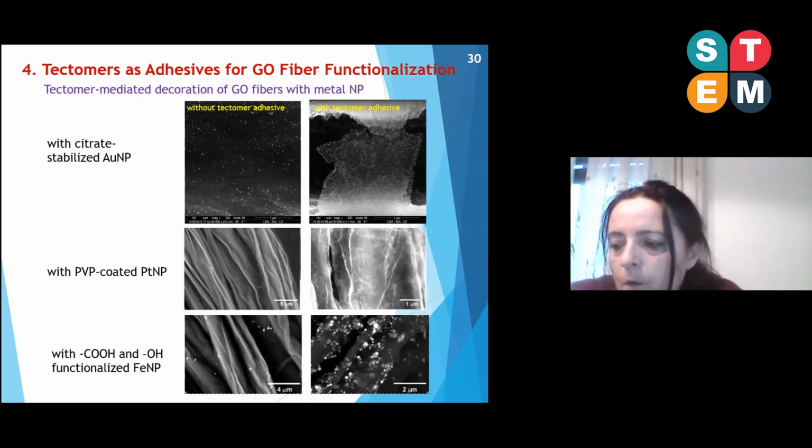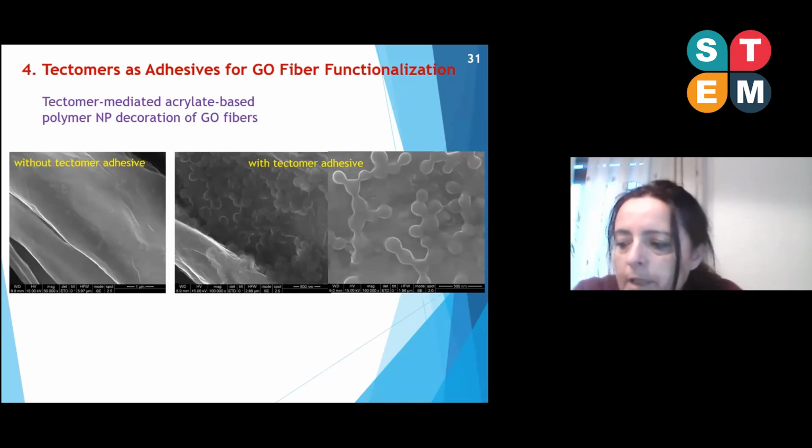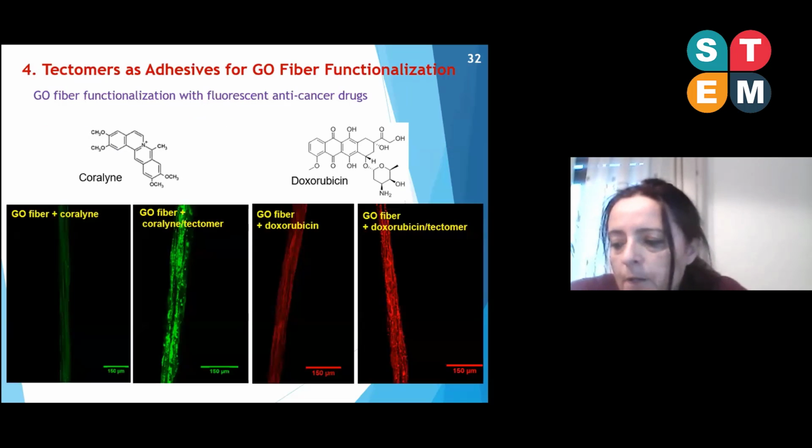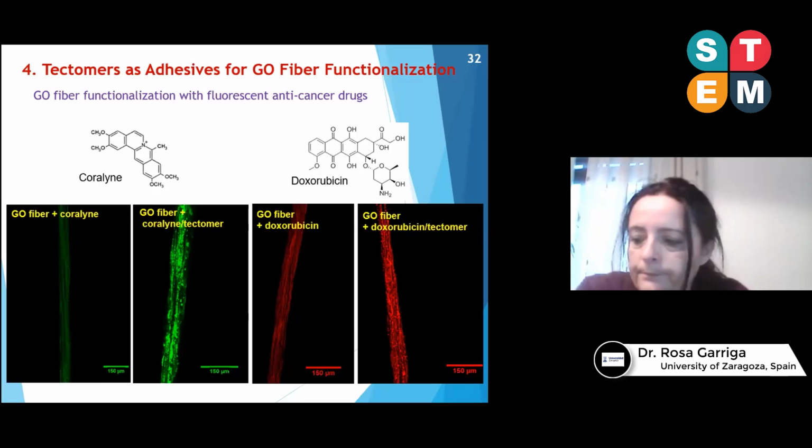GO fibers were decorated with metal nanoparticles: gold, platinum, and iron nanoparticles. And Tectomers provided enhanced nanoparticle adhesion and water-resistant properties. Also, this applies for polymer nanoparticle decoration of GO fibers. Not only nanomaterials, but also molecules such as coralline and the potent anti-cancer drug doxorubicin efficiently attach to GO fibers by means of Tectomers and resist water washing procedures.